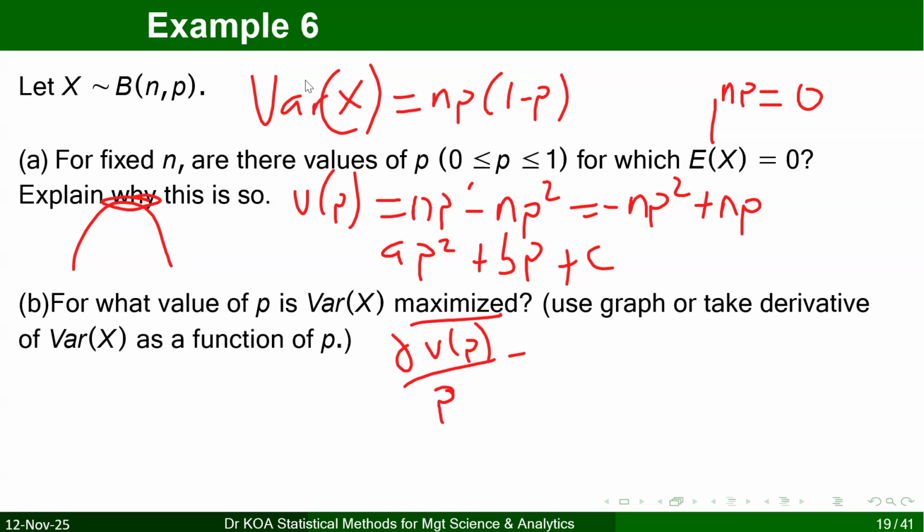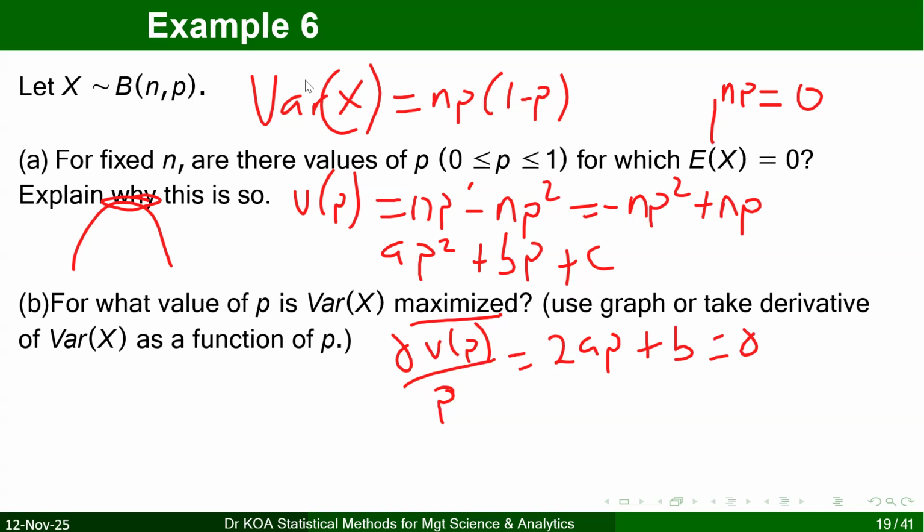It will be 2AP plus B. You all agree? And then you set it equal to 0. So you are setting it equal to 0 and finding the value of P.